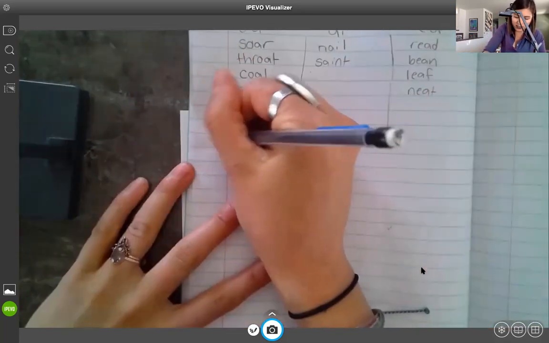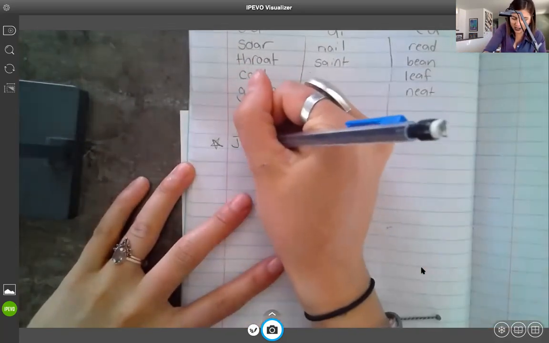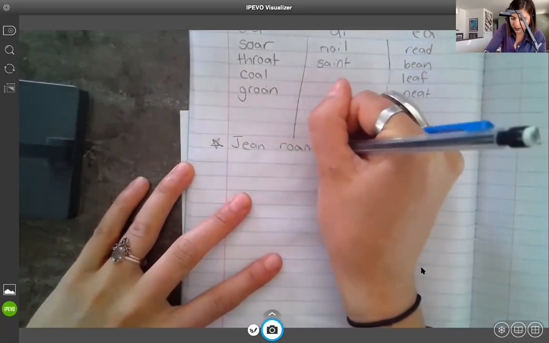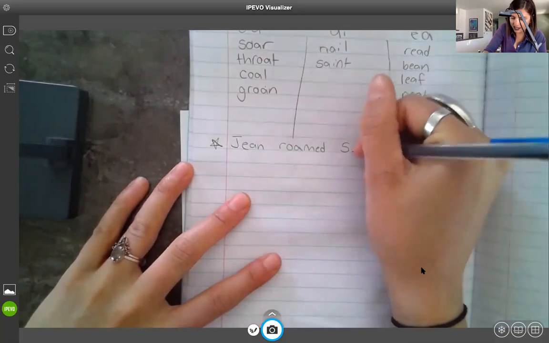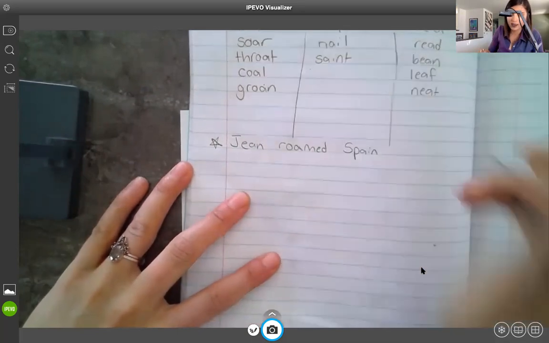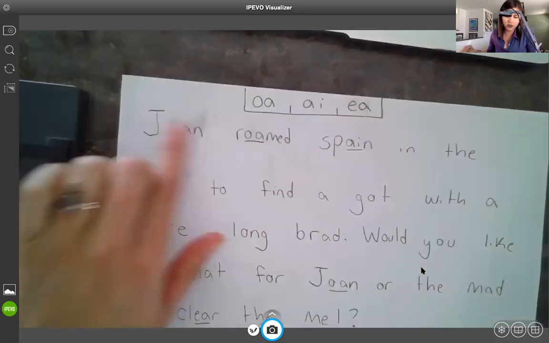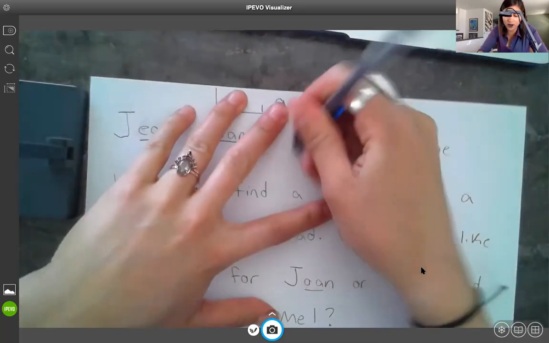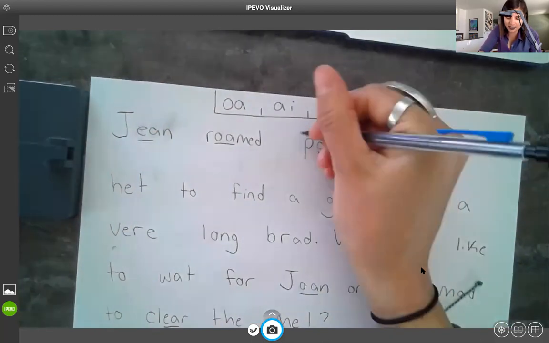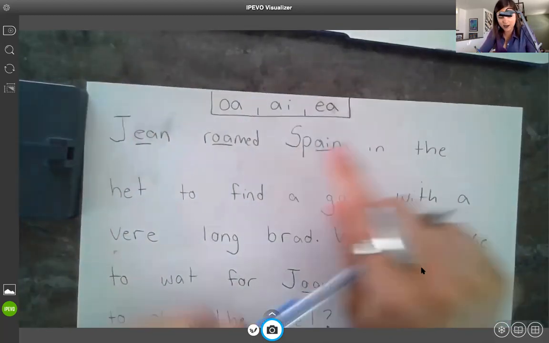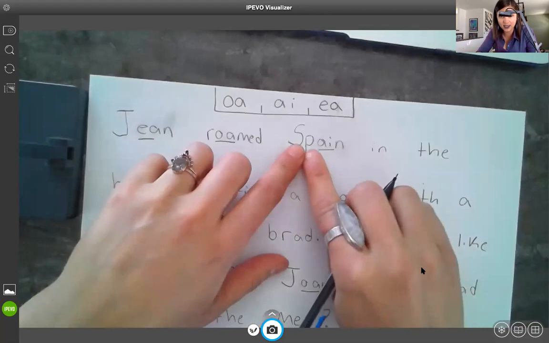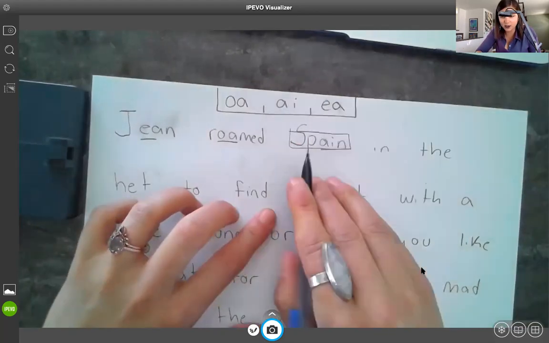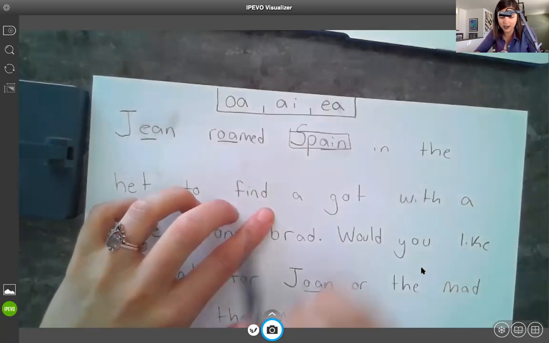So I'm gonna put a star. I'm gonna put Jean roamed Spain. Look, Jean roamed Spain, but take a look at Spain. Spain is a proper noun. That means it needs to be capitalized. Do you see how if the S is by the P, if this is an imaginary box, that S goes above, so that is a capital S right now.